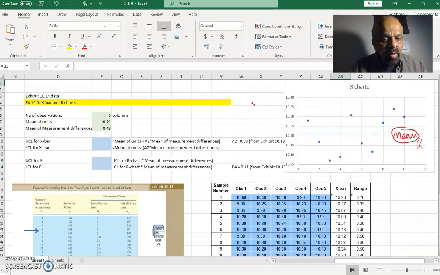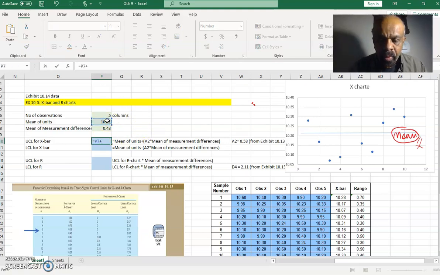So let's find the UCL for X bar. The UCL for the X bar is going to be equal to the mean of the units, which is 10.21, plus A2. If I go across 5, I find A2, and that A2 is going to be equal to 0.58. So 0.58 times, if I go across the same line, I can find D3 and D4 as well, but I do not need that for my X bar. So the next thing is multiplied by the mean of the ranges, which is 0.43.